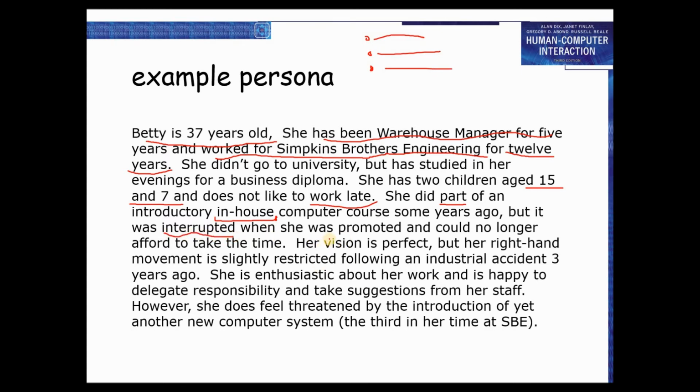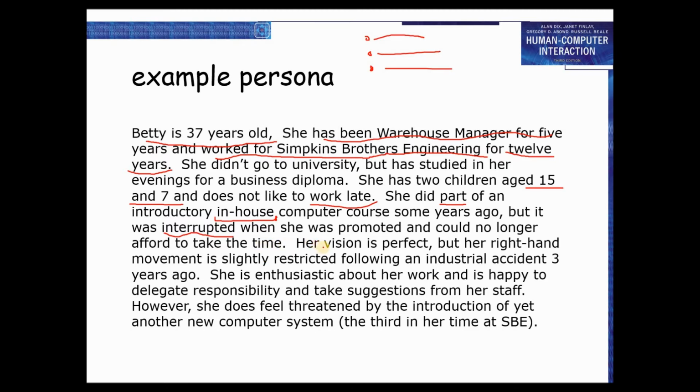Why? Because she was promoted. Promoted means to go to the next level in the job, a higher level. So she was promoted and could no longer afford to take the time. So she became the manager, and she didn't have time, and she could not go and complete the course. So this was one important point, the negative point. She does not have the computer course or computer skills.